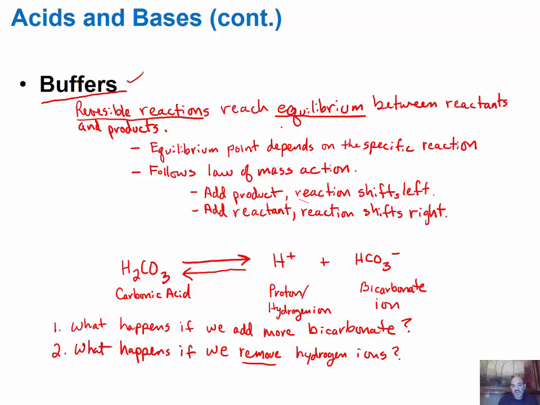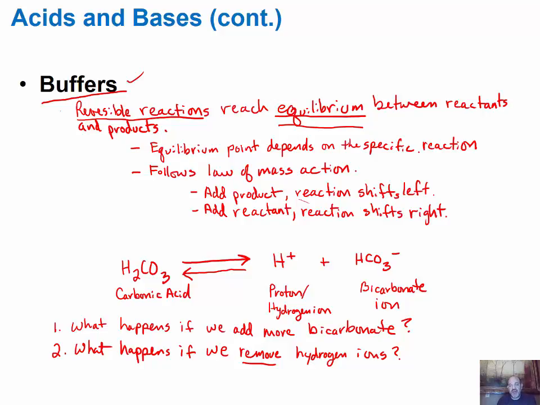So these reversible reactions reach an equilibrium between the reactants and the products. And I'm going to illustrate that down here, but just a couple of points need to be made. The equilibrium point depends on the specific reaction, so it depends on the substances that are going through reaction. Each one is going to have a different equilibrium point. In other words, how much relative to the reactants on the left, how much products are you going to get. There's going to be a certain amount.